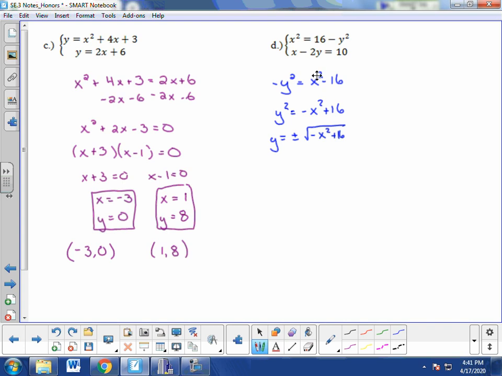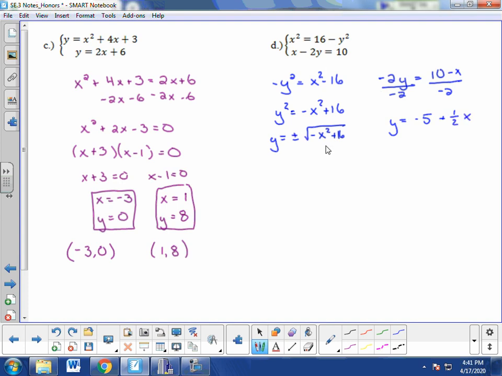I need to make the other equation equal to y. So first, I'm going to subtract x on both sides. So negative 2y equals 10 minus x. I do need to divide here by this negative 2. So this would give me y equals 10 divided by negative 2 is negative 5. Negative x divided by negative 2 would be a positive 1/2 x, or x over 2.